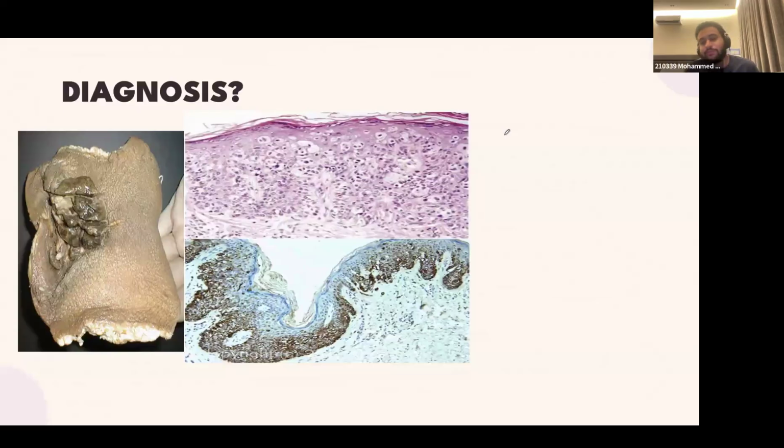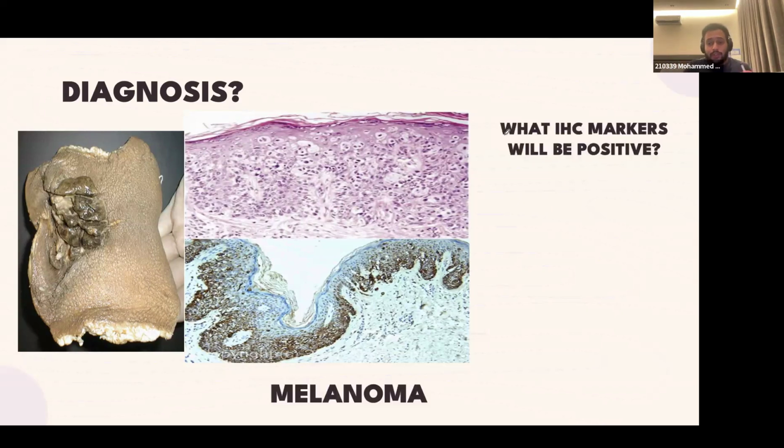How about this patient? What do they have? Melanoma. What staining or markers would you use? S100 and HMB45. Good. That's it. That's all you need to remember for these diseases.